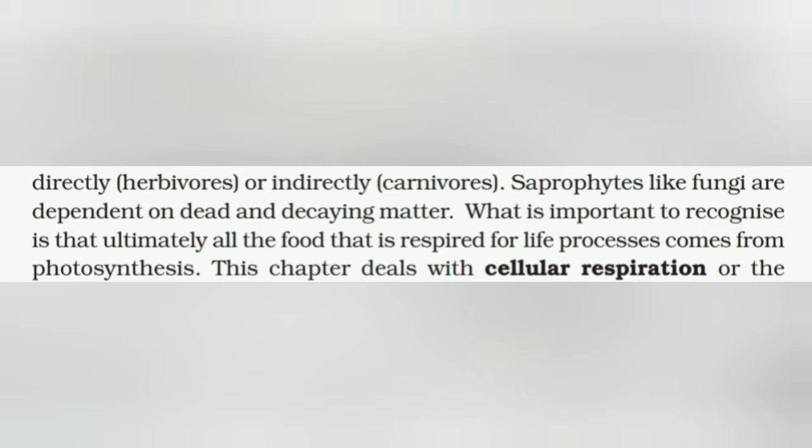Animals are heterotrophic, that is, they obtain their food directly or indirectly from plants. Those who directly eat plants are called herbivores. Those who eat plant-eating animals are called carnivores. Saprophytes, like fungi, depend on dead and decaying matter. What is important to recognize is that ultimately all the food that is required for life processes comes from photosynthesis.